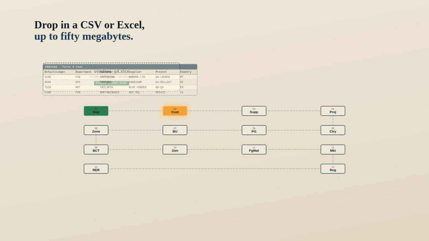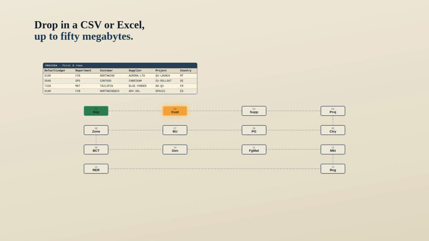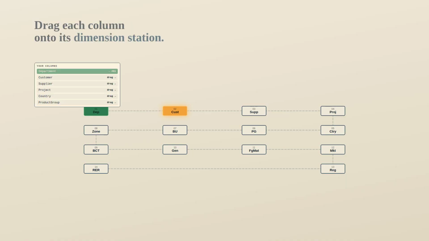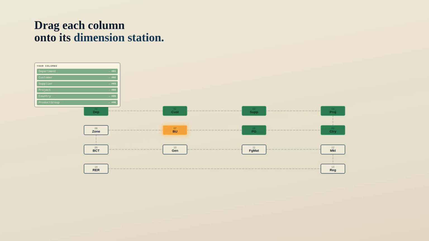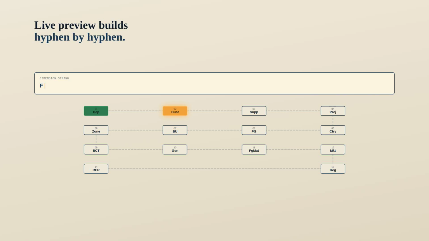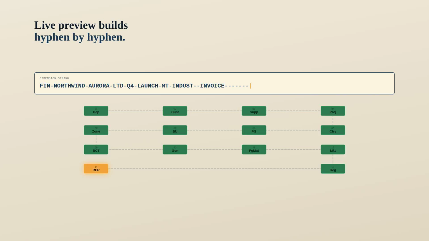Drop a CSV or Excel file, up to 50 megabytes. It parses and shows 5 rows of preview. Drag each column onto its dimension station. Any slot can stay empty. A live preview shows the string assembling itself, hyphen by hyphen.